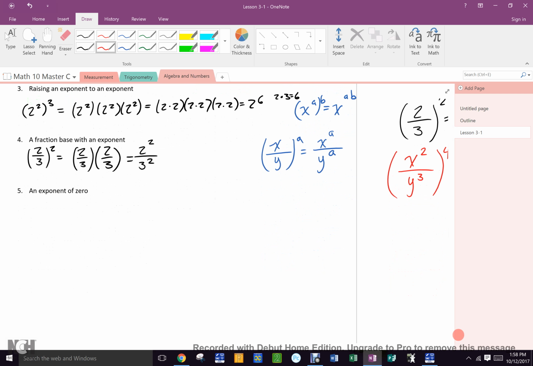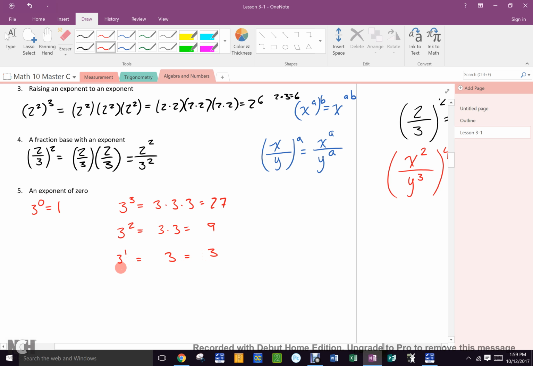All right. Now, number 5 should be a super simple one, shouldn't it? What is 3 to the 0? 1. This is why. 3 cubed is what? Properly, what does that mean? 3 times 3 times 3, which is 27, yes? 3 squared is what? 3 times 3, which is 9, yes? 3 to the 1 is what? 3.